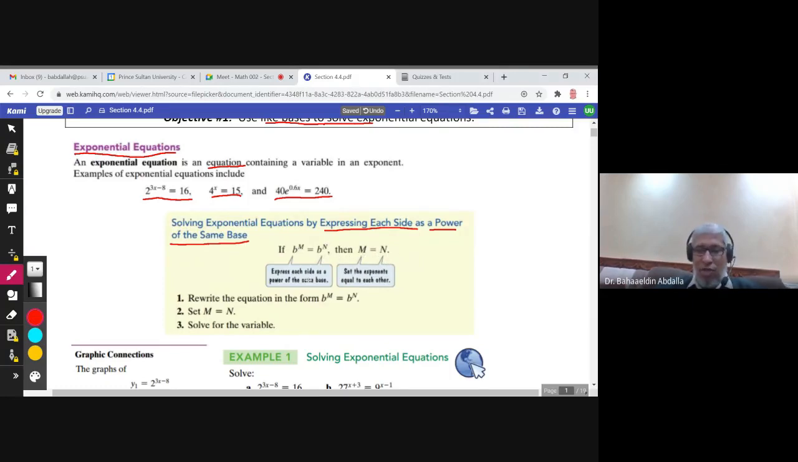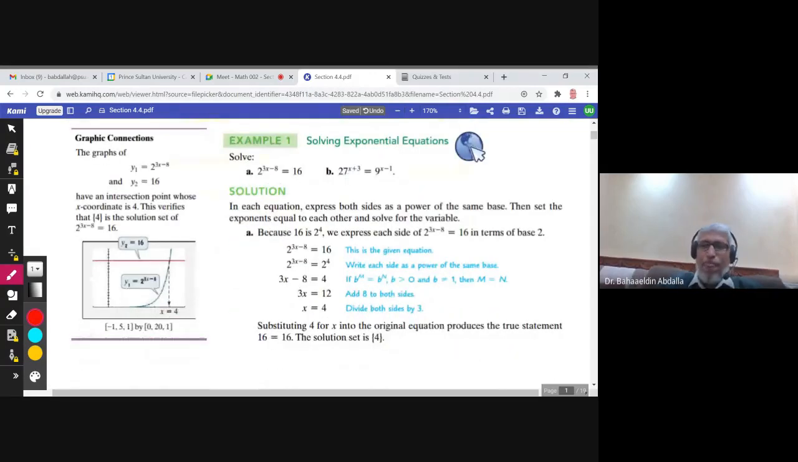Okay, so these are the steps. First, you write it in this form. Write both sides with the same base. Then you get m equals n, and then you solve and find the value of x. Example. This is the first example.